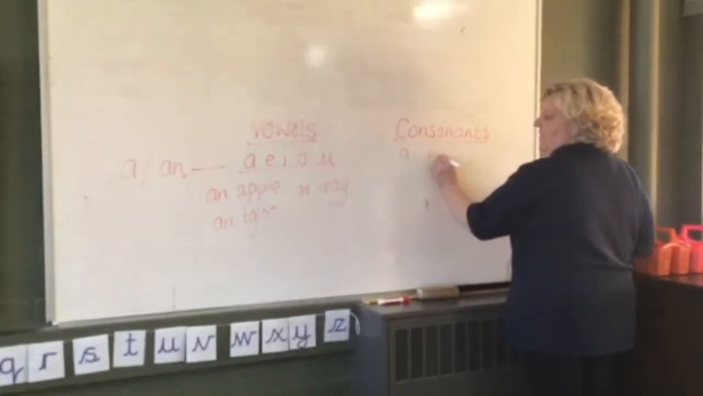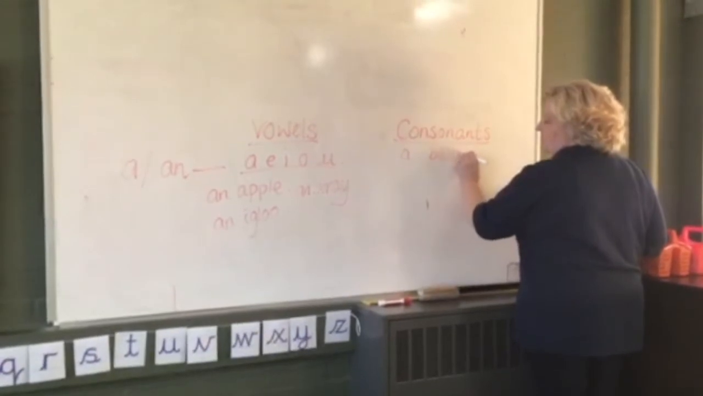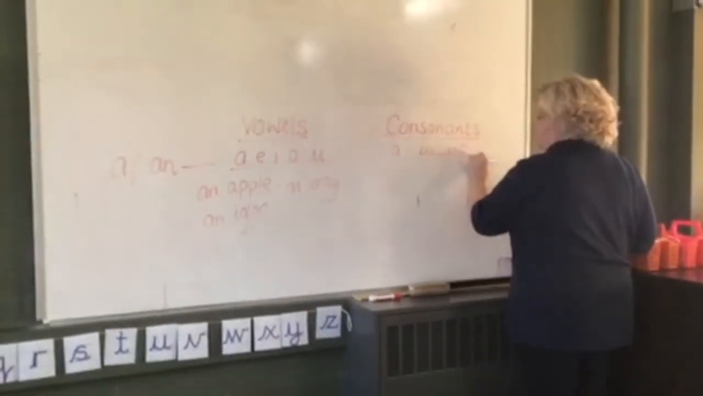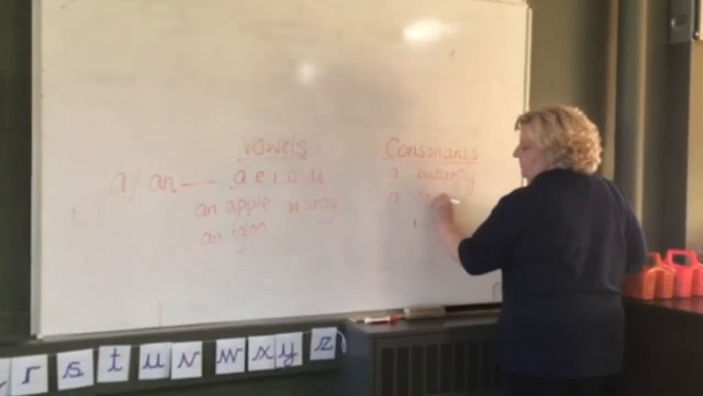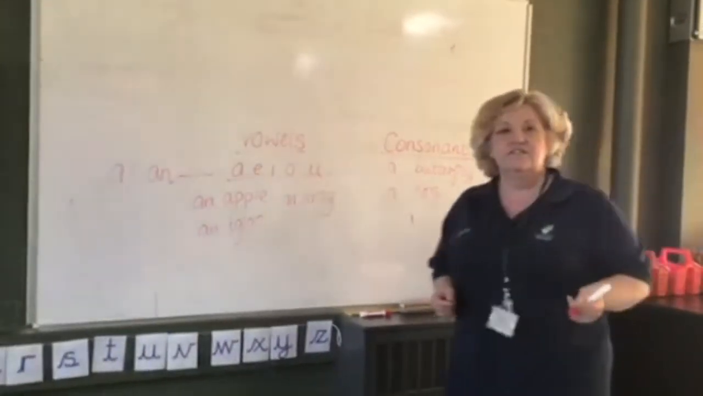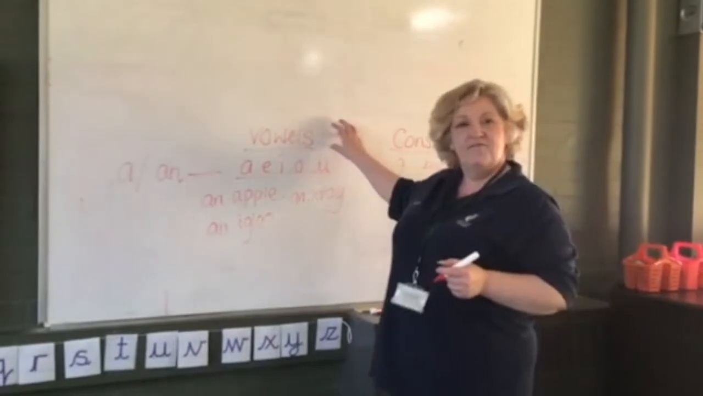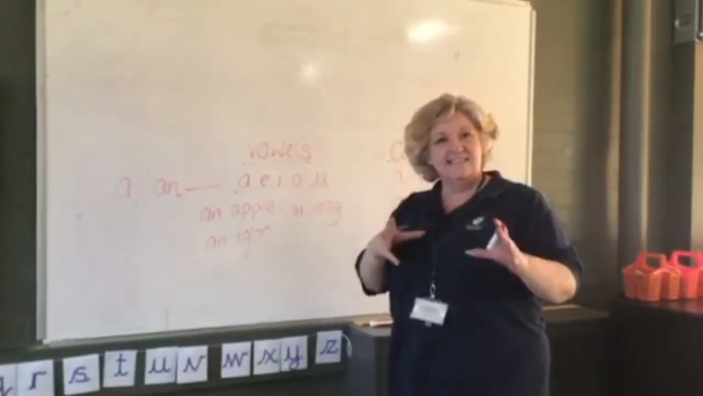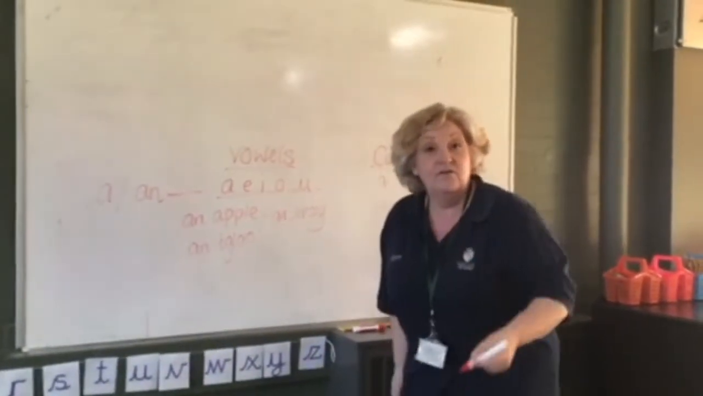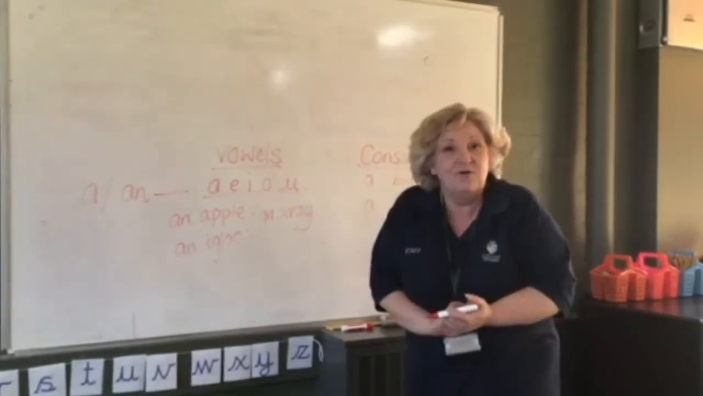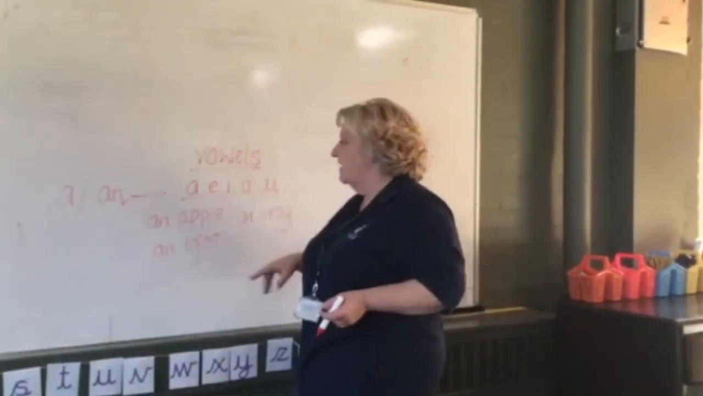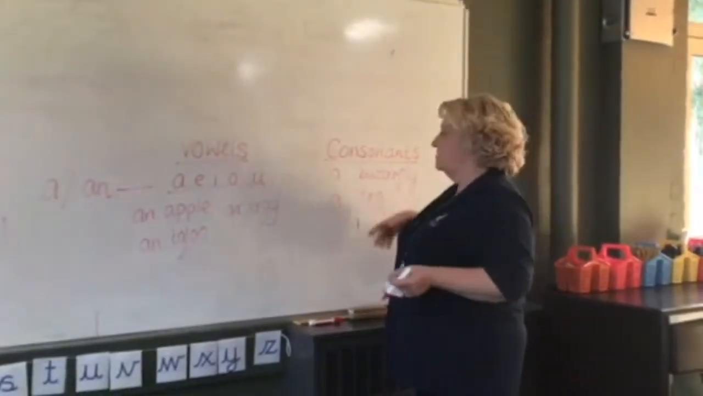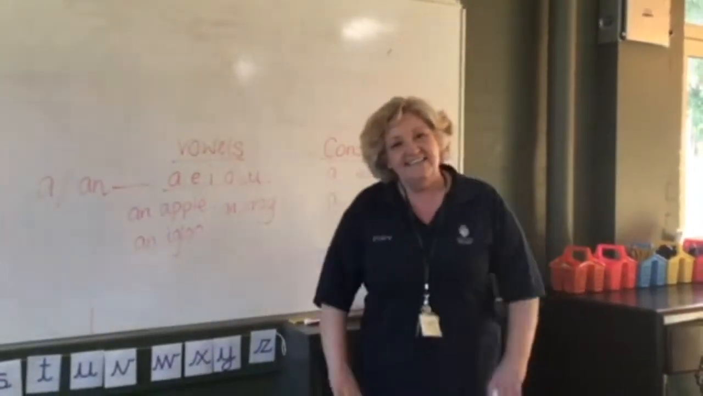So it could be a butterfly, a dog. So if you could just ask them to remember their vowels, see if they can identify any on their own when they're reading a book, if they can identify any a or an that go with the vowels and the consonants. Okay, take care, thank you.